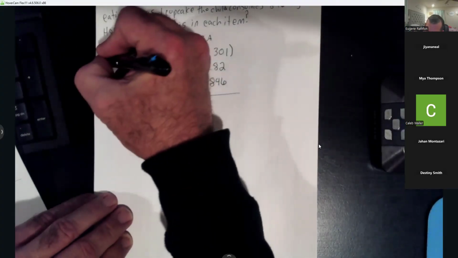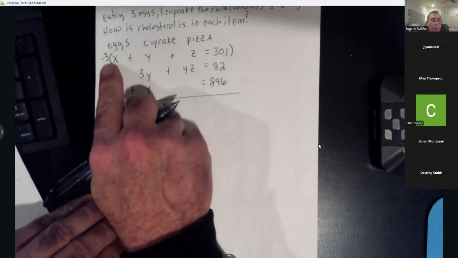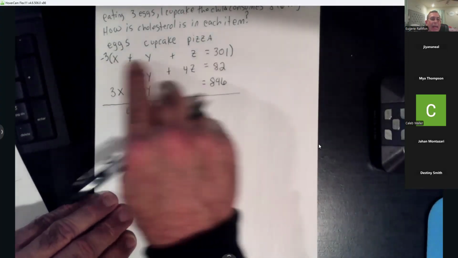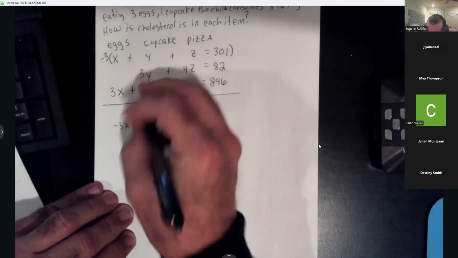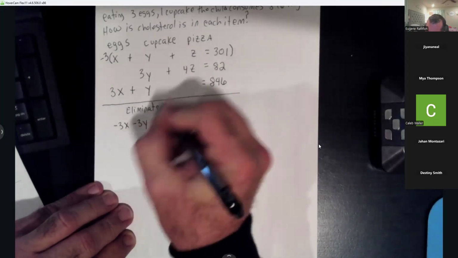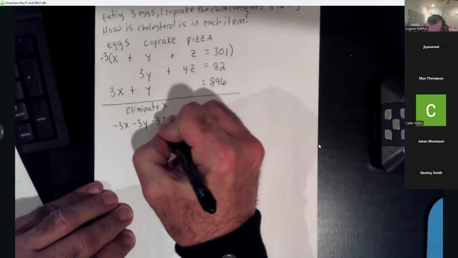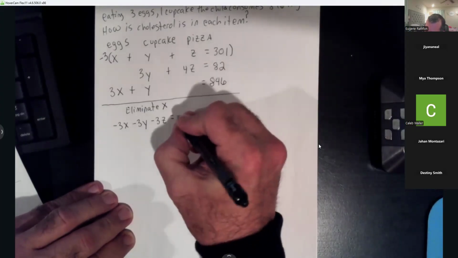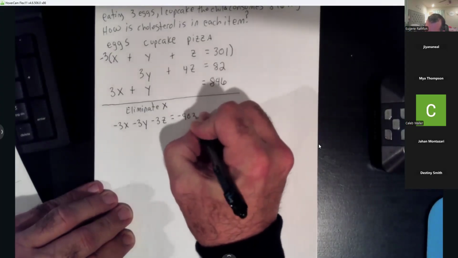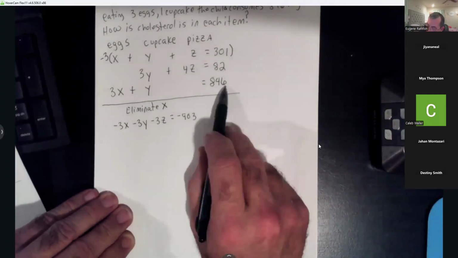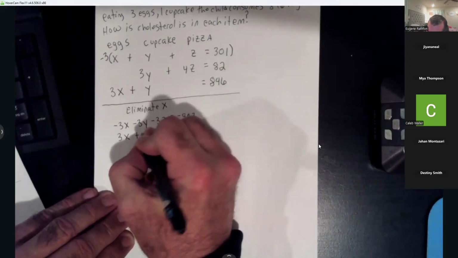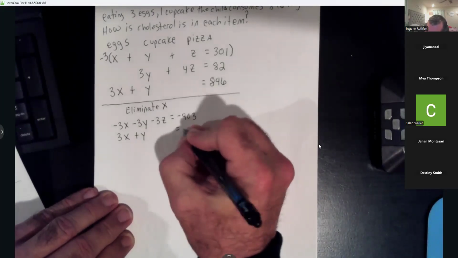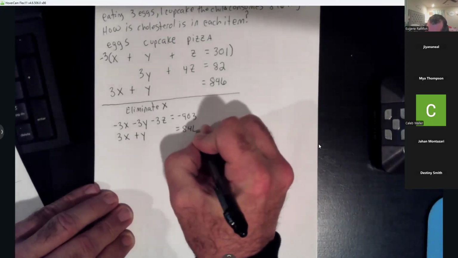So -3 sounds good to me. We're going to multiply the first row by -3. So I'm going to get -3X, -3Y, -3Z. That's going to equal -903. Now I'm not changing the last row, so that's 3X plus Y equals 846.